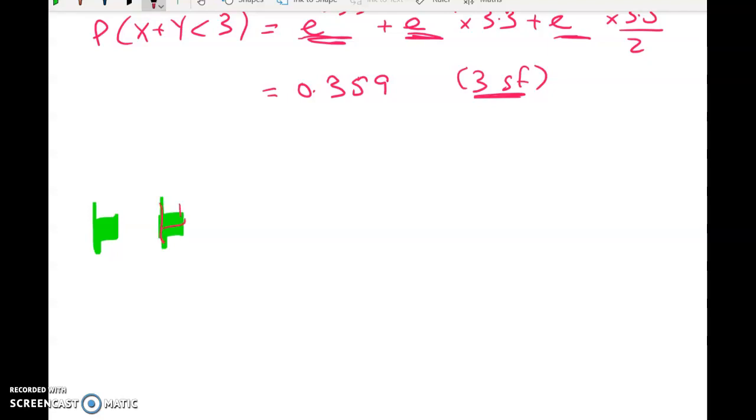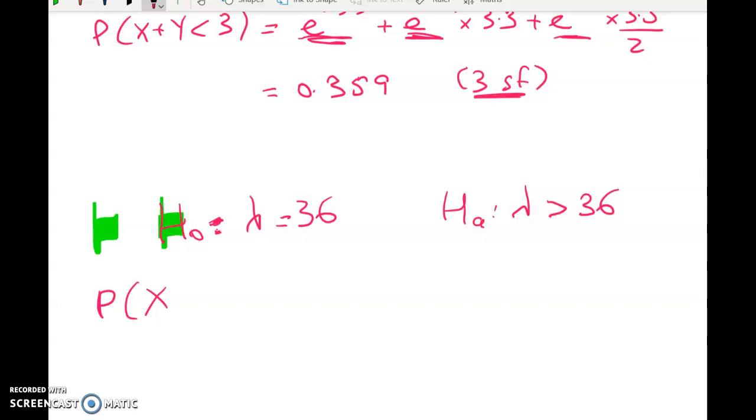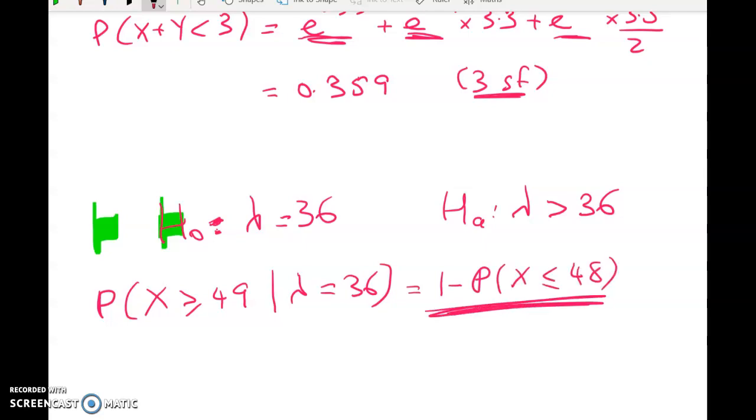So H naught is that lambda is equal to 36, and HA is that lambda is greater than 36. And we're going to test this, but we don't really want to find this out. So what we're asked to figure out is basically what are the chances that we have 49 or more customers in half an hour if the null hypothesis is true. And that's the same as 1 minus the probability that x is less than or equal to 48. Now that's just a complete nightmare to work out.